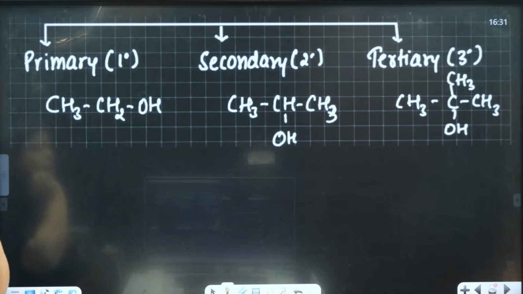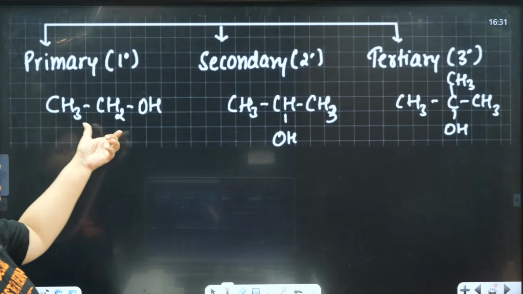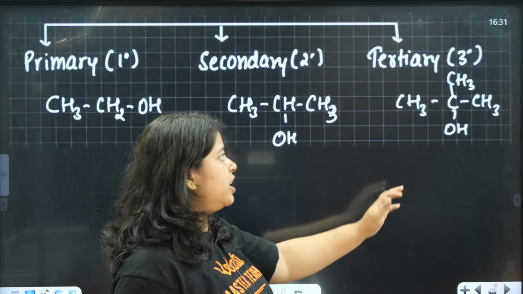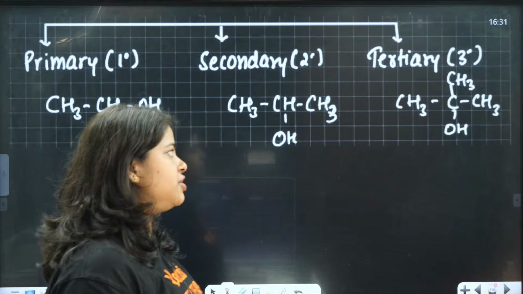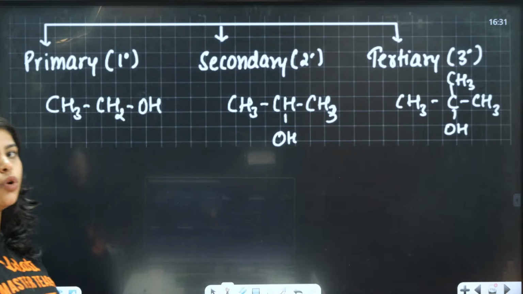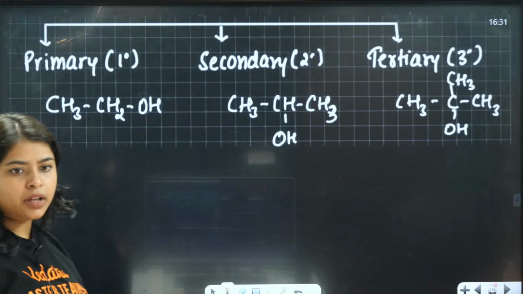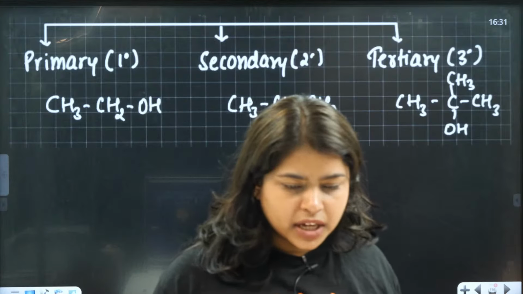The opposite can also happen. Clear? Primary, that is CH3CH2OH, secondary CH3CHOHCH3, and tertiary, that is (CH3)3COH. Means what? The CH3 groups: if it is secondary there will be 2 CH3, if it is tertiary there will be 3 CH3. Understood?